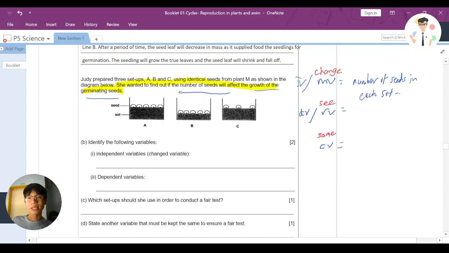Now, the next thing is asking, what is our responding variable? What's our dependent variable, right? Dependent variable or responding variable, RV, basically is the growth of the germinating seed. But how can we know the growth? How can we see the growth? We can see the growth by observing the height. So the responding variable here, RV, is the height of the seedlings.